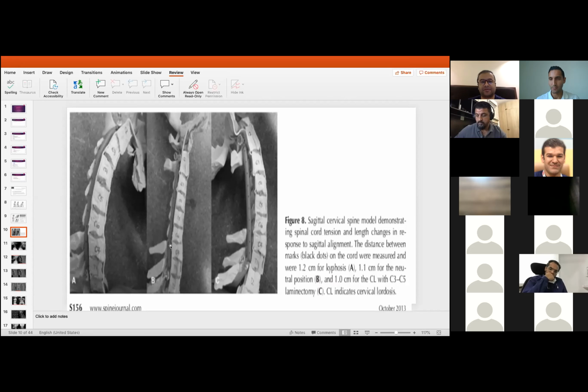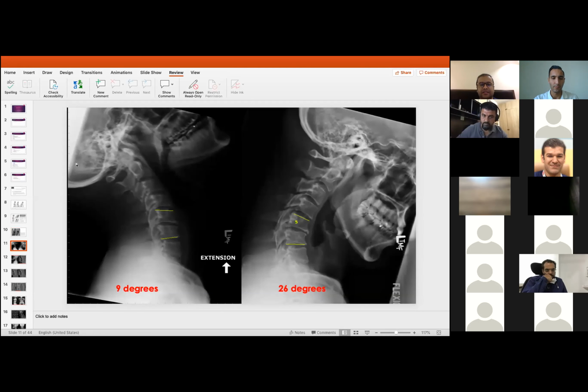Looking into this paper, which is the same one I talked about, if the patient has a kyphosis, you can see how much stretch is on the cord. If it's neutral, you have some relaxation, but if it's lordotic, the cord relaxes and it can shift posteriorly. So it shows you, if you do a posterior decompression here, it's not sufficient to drift the cord posteriorly. This is a patient I have seen during my fellowship.